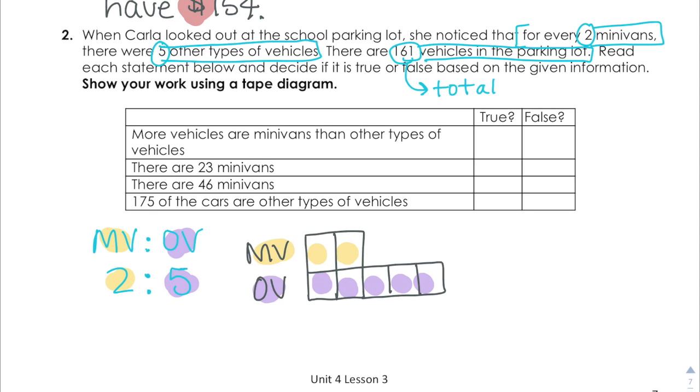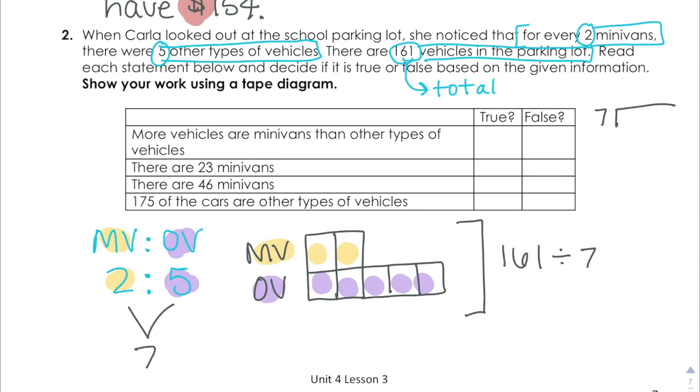All right, it says there's 161 vehicles in the parking lot, and we said that was a total. So that means all of these boxes here have to equal a total of 161. To figure out how much one box is worth, we have to divide by the number of boxes, which we know, 2 plus 5 is 7. So there's 7 boxes. We're dividing by 7. So I'm going to go ahead and do that work over here.